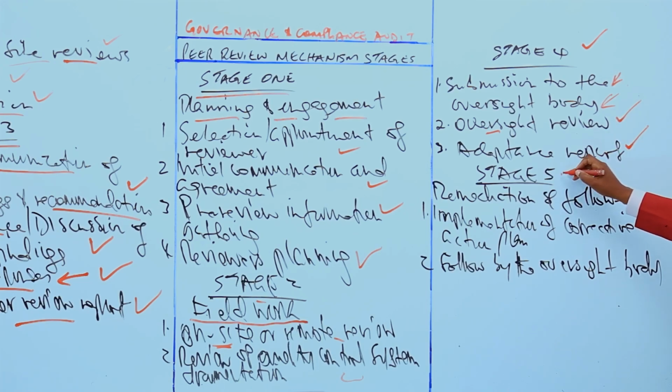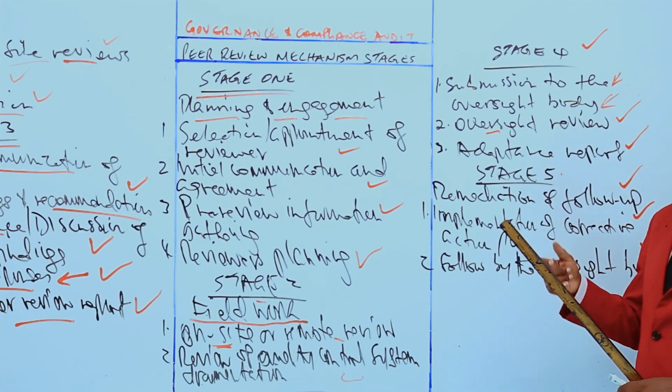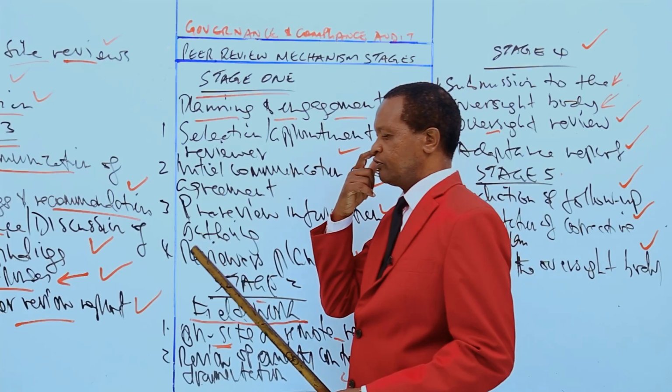Then step number 5 is remediation and follow-up, which involves implementation of the corrective plan that was developed by management in the 3rd stage. Then of course there is follow-up by the oversight body, to check if any significant deficiencies are rectified. So this is a systematic approach to peer review, which provides a mechanism for external quality assurance, which drives continuous improvement in the governance and compliance audit profession.